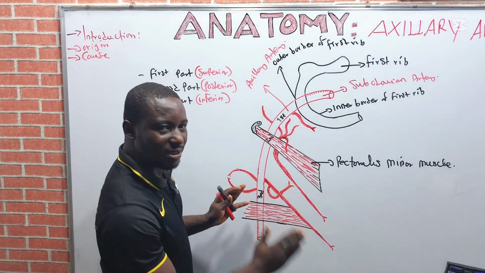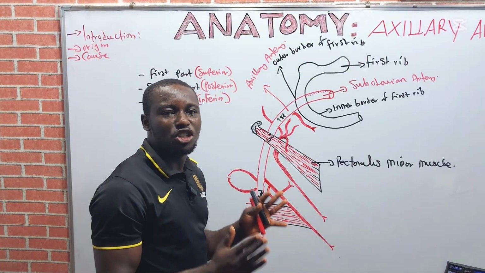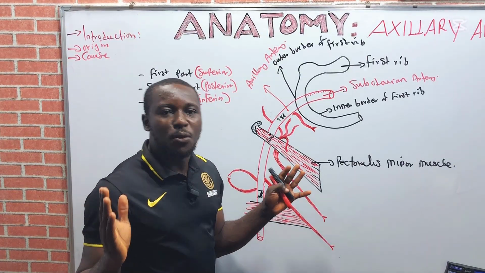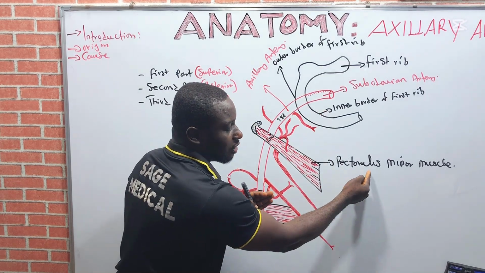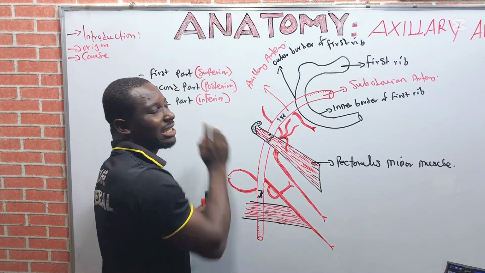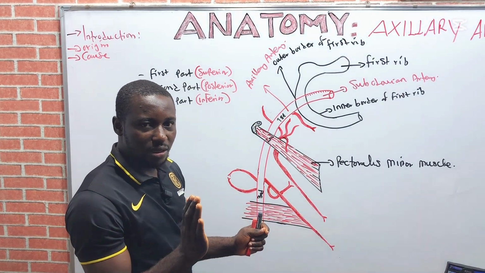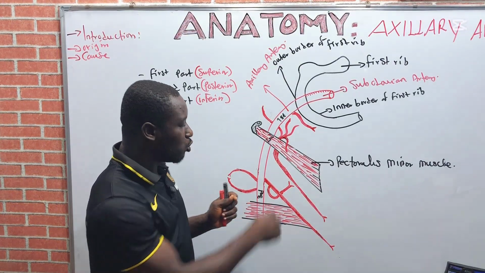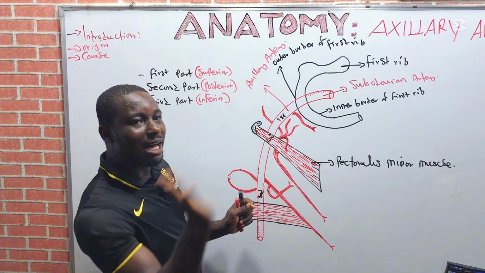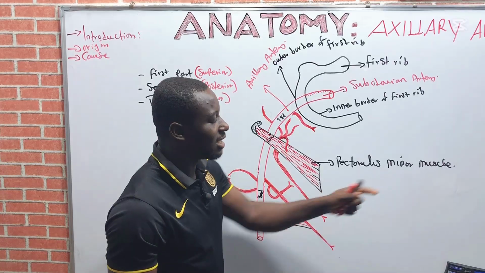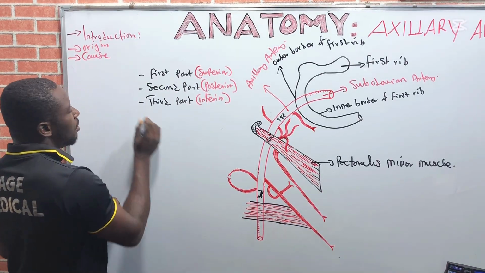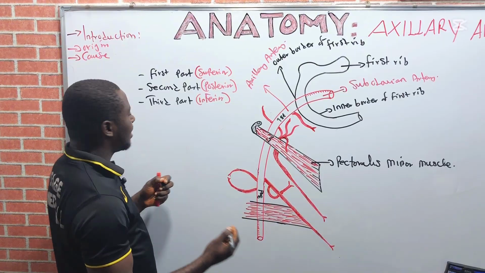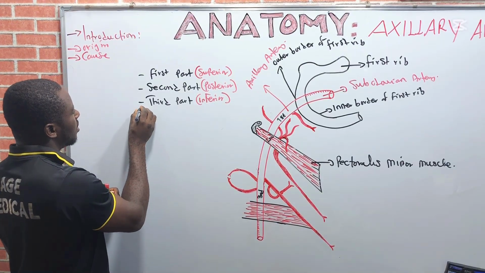Something distal means away from a structure, while proximal means closer. That means the first part is closer to the pectoralis minor muscle, while the third part is distal, away. That is why it's inferior, it's below. It's distal, away from the pectoralis minor muscle, right? So, the mnemonic to remember the branches of the axillary artery as we proceed.